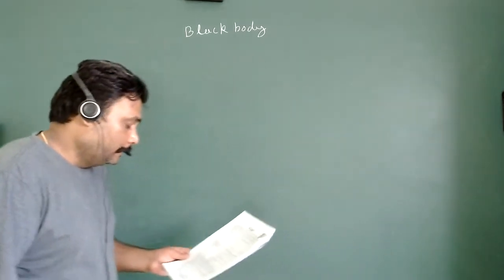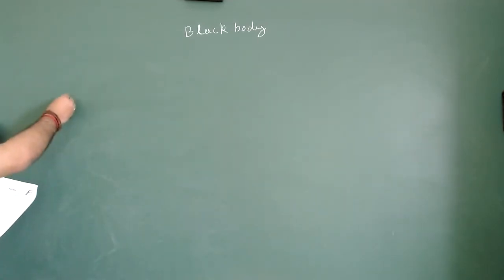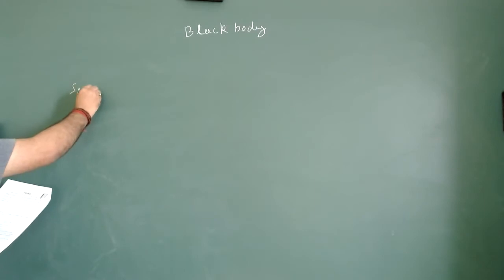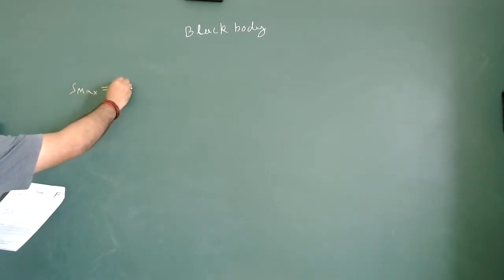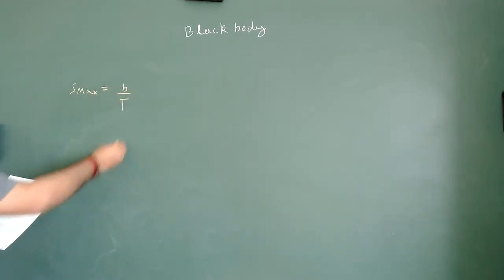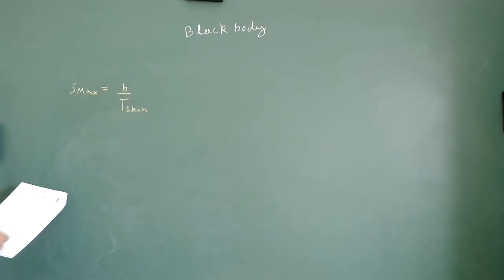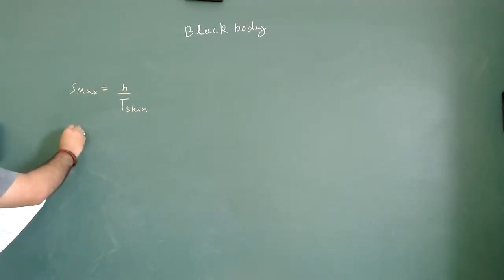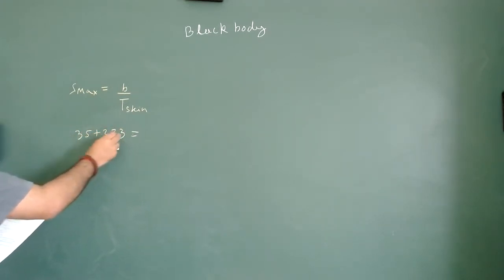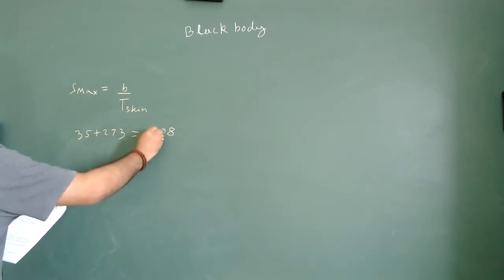The first part is about using Wien's formula, because lambda maximum is equal to some constant B upon T, where T is the skin temperature of the body. We have to calculate everything in Kelvin. So this will be 35 plus 273, which is 308 Kelvin.